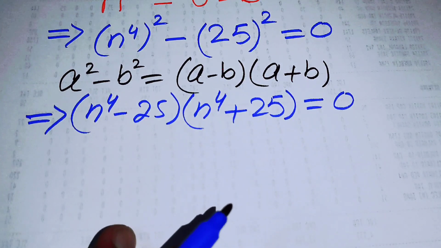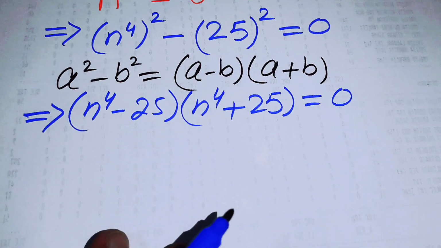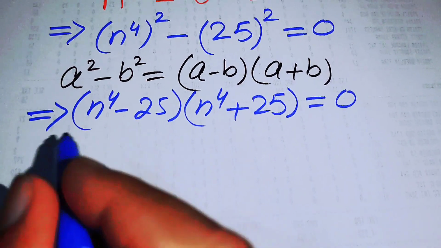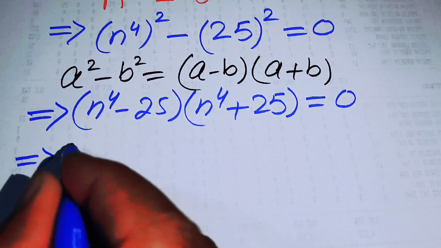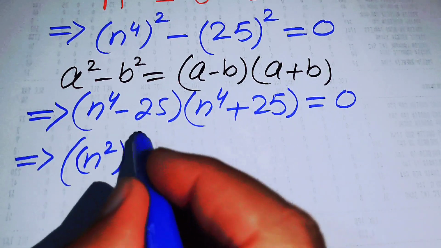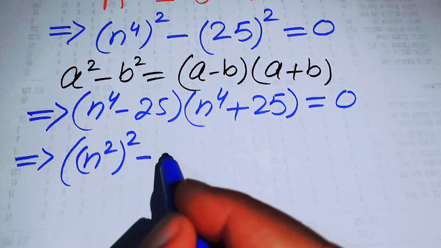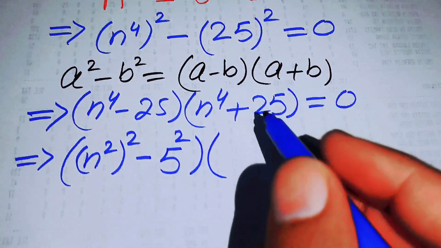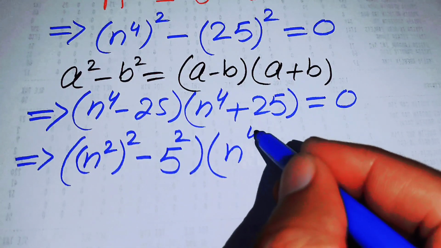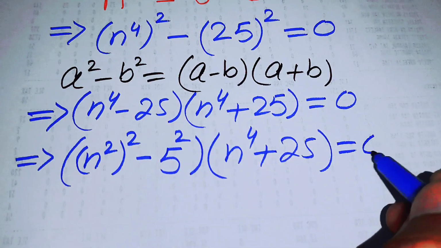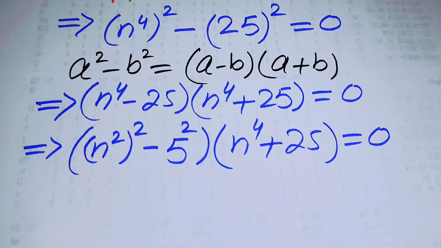And now we again rewrite this equation as, if you focus on the first factor, here we have n to the power 4 minus 25, and we can rewrite this factor as n squared and its whole squared, minus 25, and we write it as 5 squared, times n to the power of 4 plus 25, and this whole equation is equal to 0.